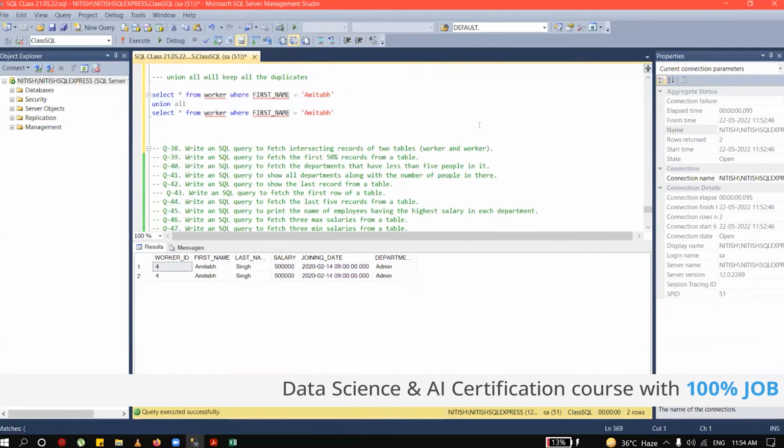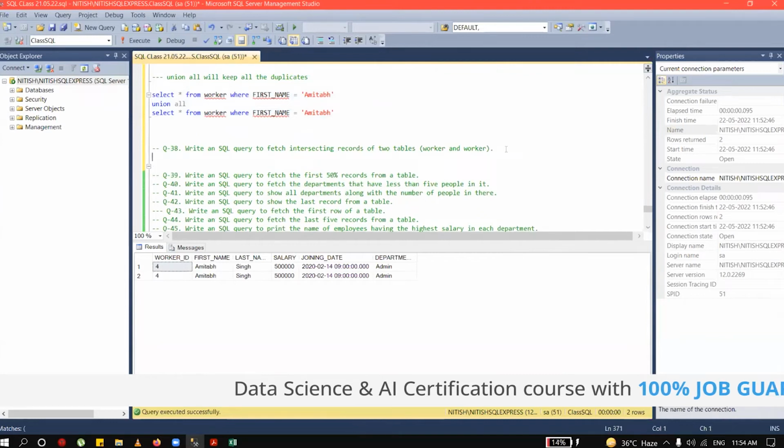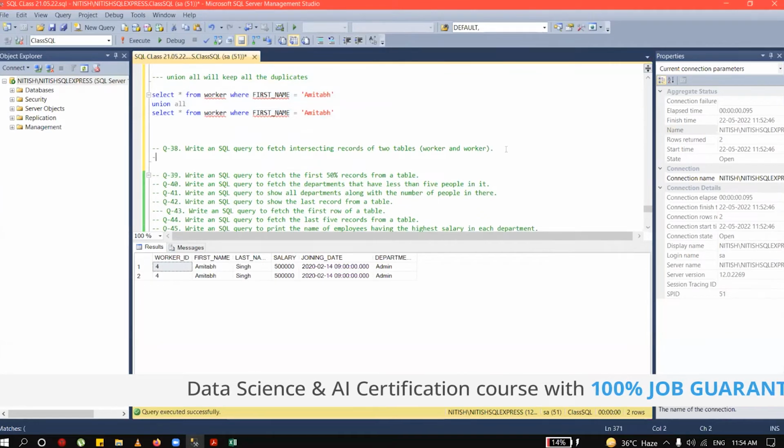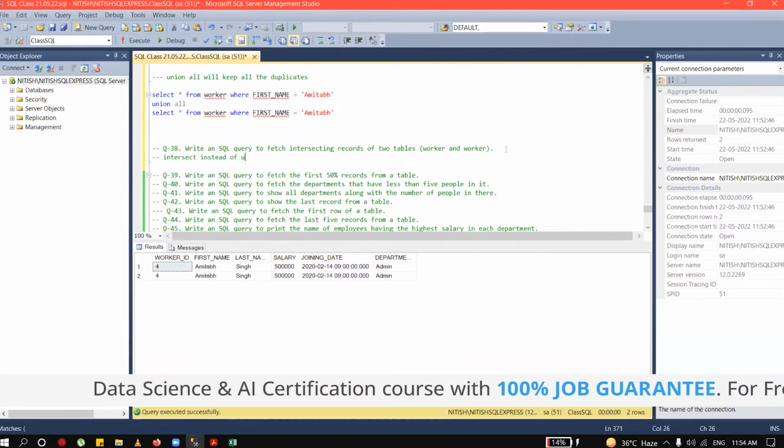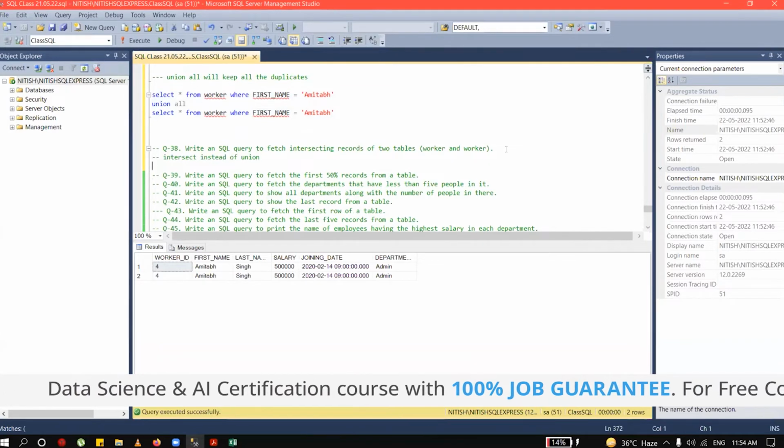Just give me 1 minute to fetch the intersecting records. Now instead of that union all, make use of the intersect over here. So please do that thing.